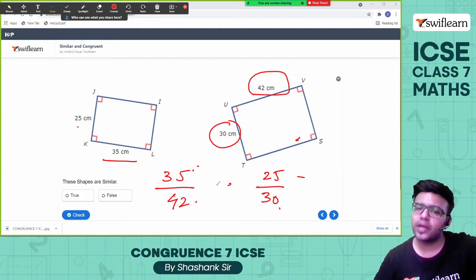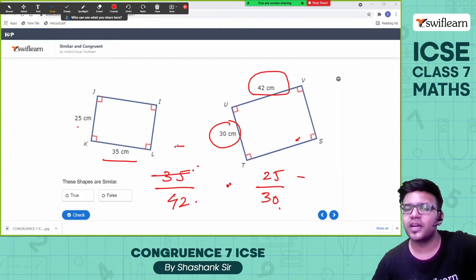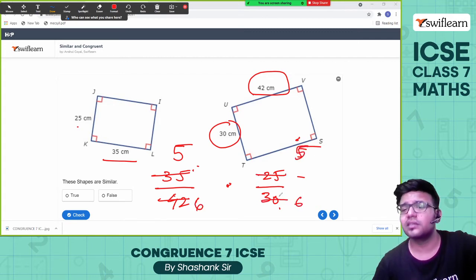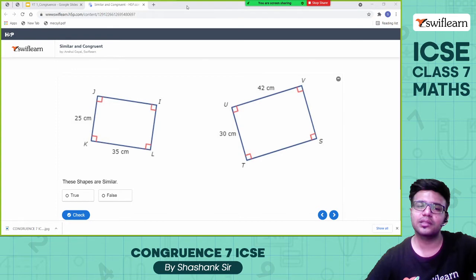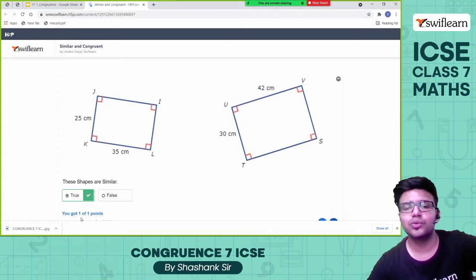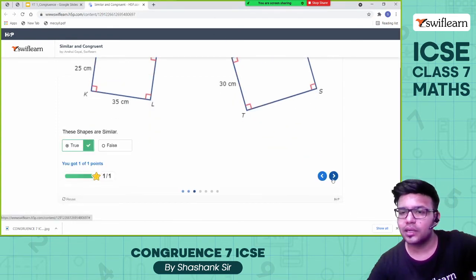Yes. Now take the ratios. 7 5s are 35, 7 6s are 42, 5 5s are 25, 5 6s are 30. Both are in the same ratio. So we can say these are similar objects. So my answer is true. And it is the right answer.